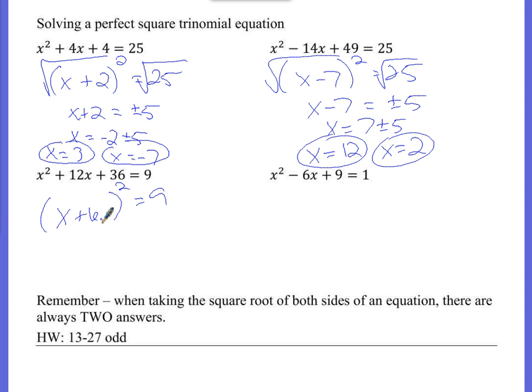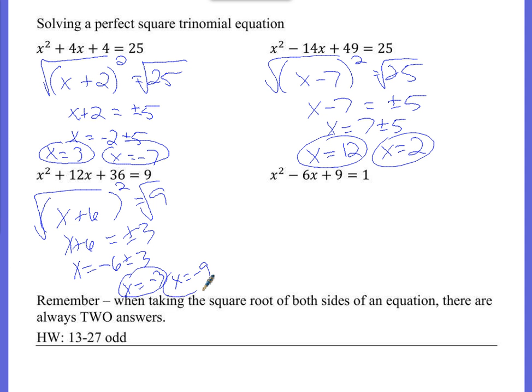Now what? Square root both sides. X plus 6 equals plus or minus 3. Subtract 6 from both sides, so x equals negative 6 plus or minus 3. Good. So we can simplify that. We get x equals negative 6 plus 3 is negative 3, and then x equals negative 9. Negative 6 minus 3 is negative 9. There's my two answers.